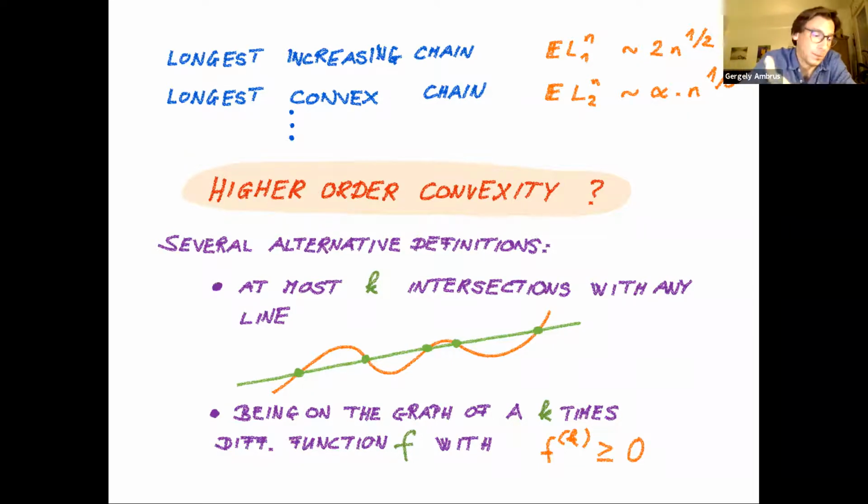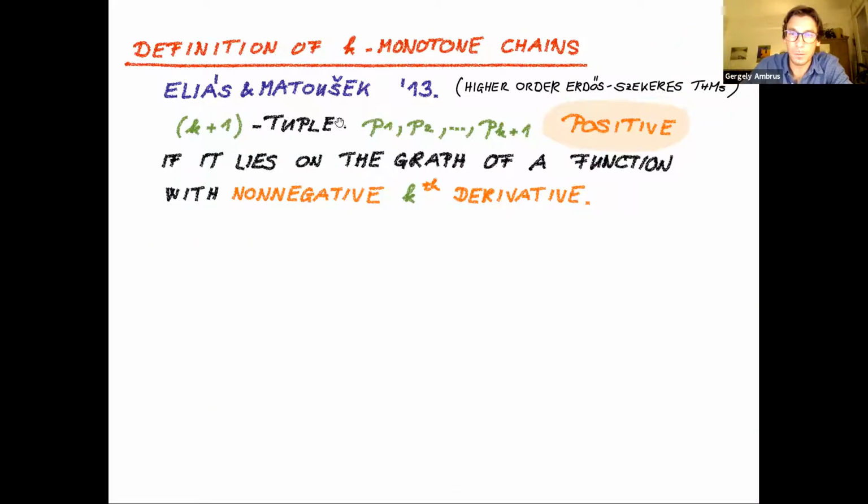And the real problem is which definition is the good definition or the correct one. I mean, there is no such a thing, but which definition will lead to some problem that we can really study. And I was quite lucky with that, because actually there's a problem by Elias and Matuszek from 2013, and they were sort of facing the same problem. But their goal was to extend the Erdős-Szekeres theorem to higher order convexity. And it turns out that the definition that worked for them is the following.